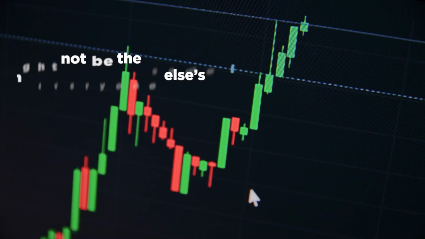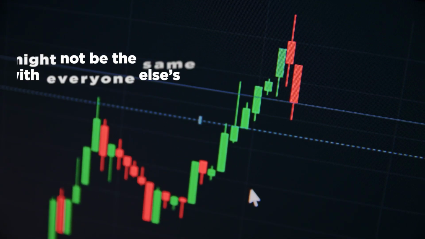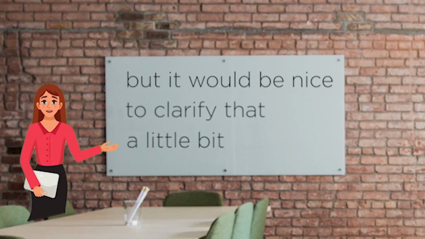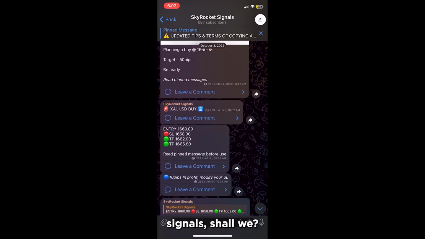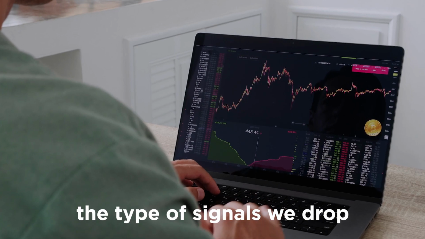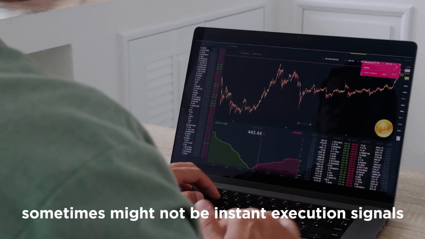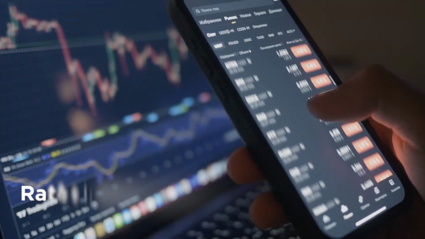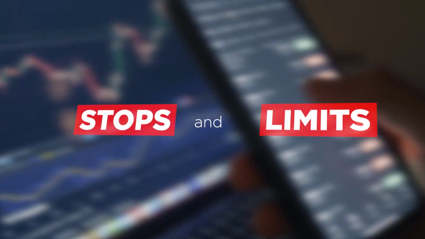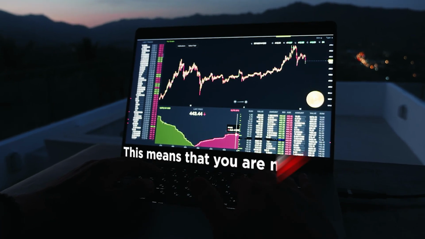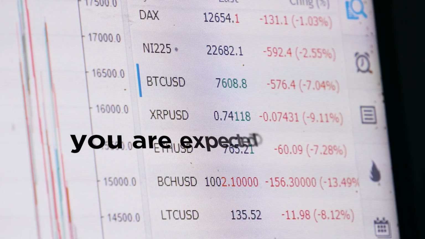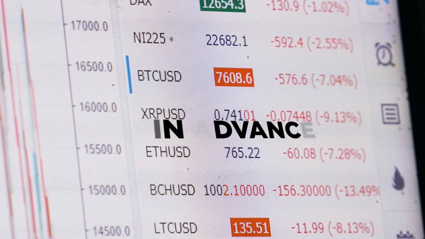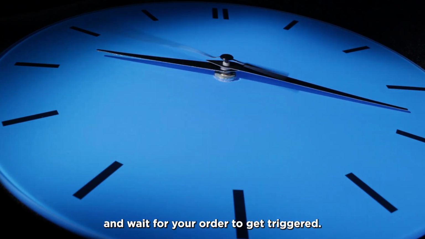Our trading signals might not be the same as everyone else's, but it would be nice to clarify that a little bit. Let us look at how to use our trading signals, shall we? Firstly, the type of signals we drop sometimes might not be instant execution signals. Rather, they could be stops and limits. This means that you are not expected to trade directly in some cases. Instead, you are expected to set your orders in advance and wait for your order to get triggered.